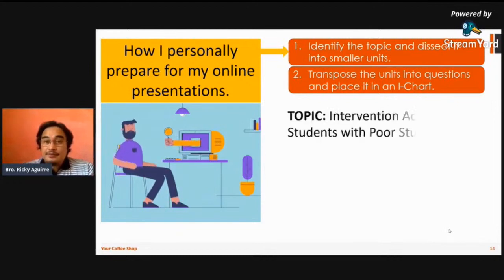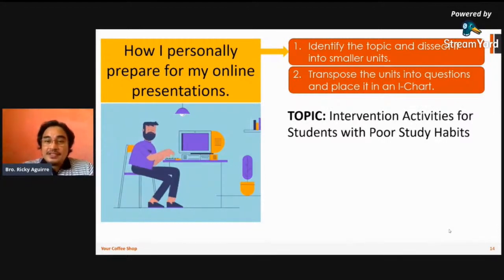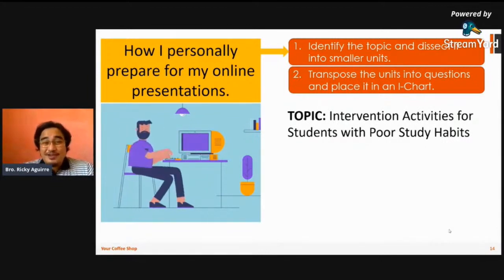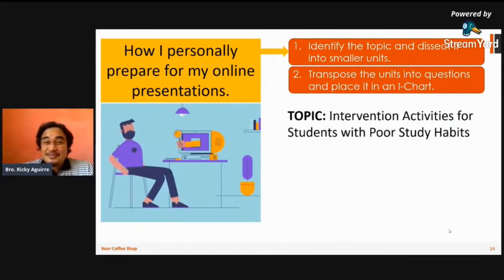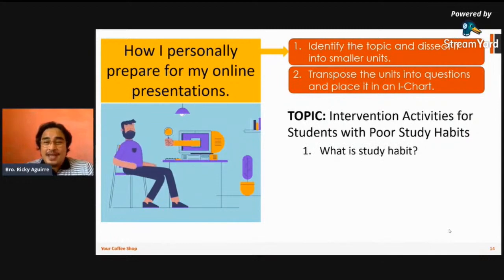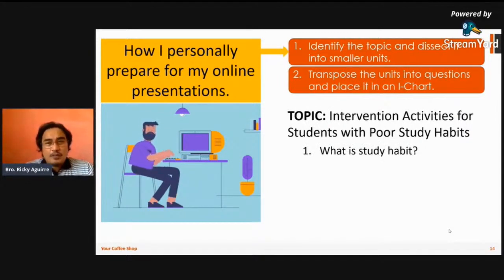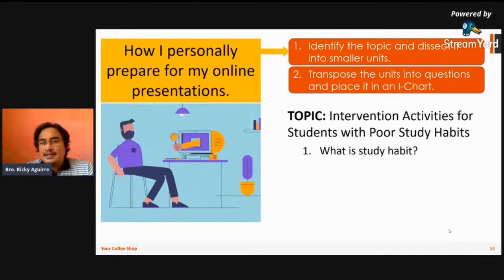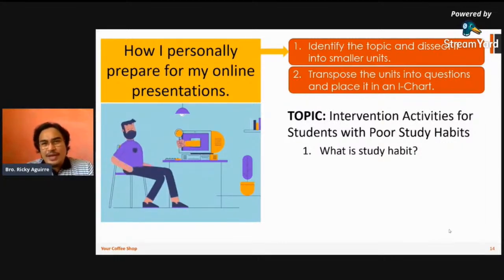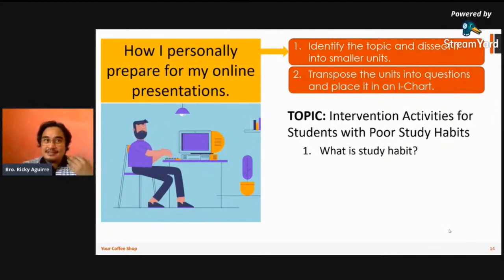Now, here's an example. The topic would be interventions and activities for students with poor study habits. That would be my topic on Friday. So I'm just giving you an example of how I prepared for my Friday presentation. This is my topic, so what I did is dissect the following units and transpose them into questions. Study habit: I need to formulate a question about what study habit is. We need to know what makes a study habit an activity. What is it? All right, that's just me though.